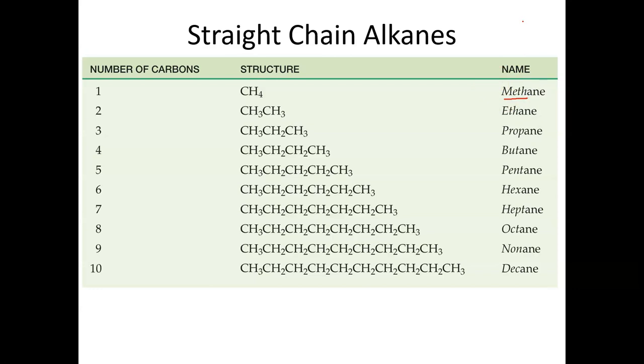We have 2, it's an ethane, 3, propane, 4, butane, 5, pentane, 6, hexane, 7, heptane, 8 is octane, 9 nonane, and 10 is decane. So we can go through, and if we have an 8-carbon chain group, we know that's an octane group. So this is the way that we name these things.